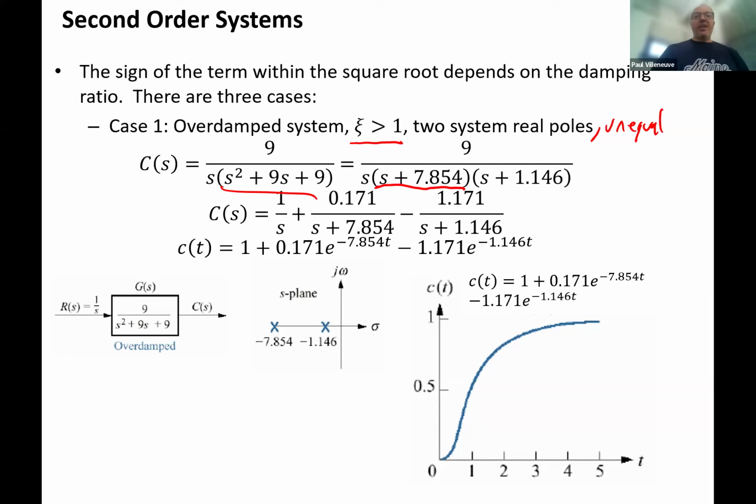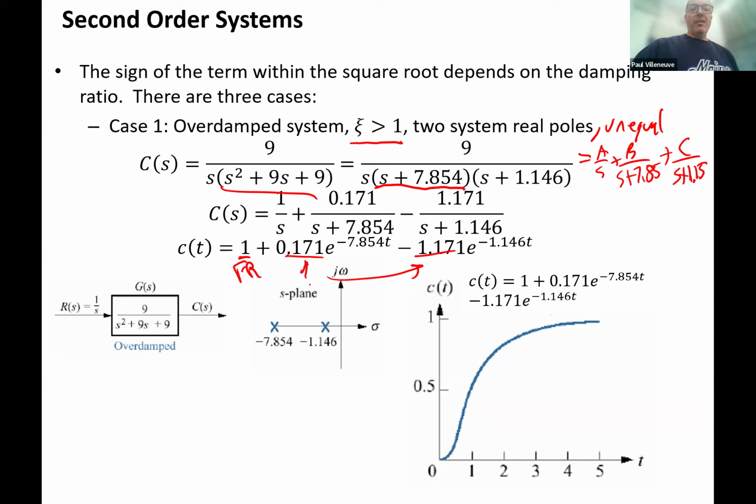So now we have to do partial fraction expansion. Do you all want to do 3 minutes of partial fraction expansion, or are you sick of doing it? They're good here? Yeah, so we just have A over S plus B over S plus 7.85 plus C over S plus 1.15. And those are our expressions for A, B, C. We can see now we have a unit step, some value. Then we have 2 decaying exponentials. This is my forced response, and these are my natural response, right?